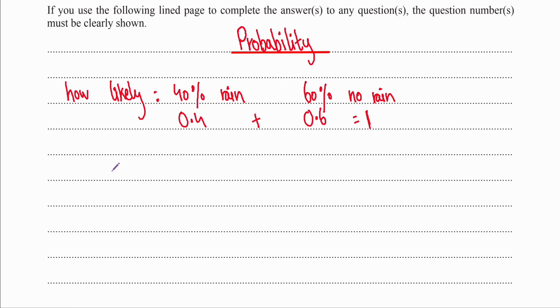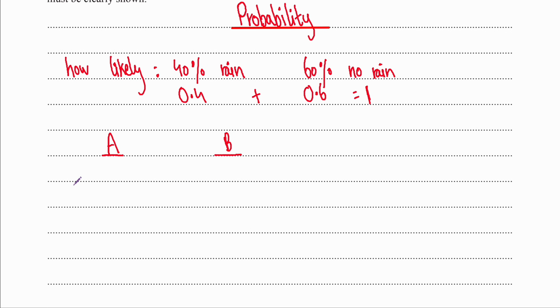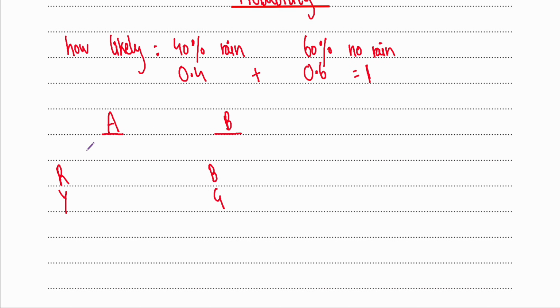So let's say I told you there are 2 bags, right? There is bag A and there is bag B. And I tell you in bag A there are red and, let's say, yellow sweets, okay? And then in bag B there are, let's say, blue and green sweets. So in bag A there are 6 sweets in total, so I'm gonna write 6 sweets. Then in bag B there are, let's say, 8 sweets in total, okay?